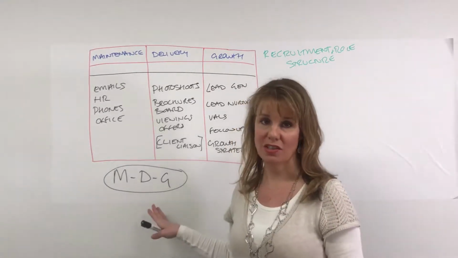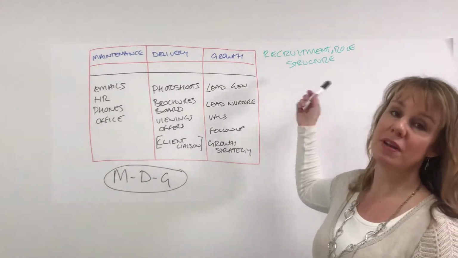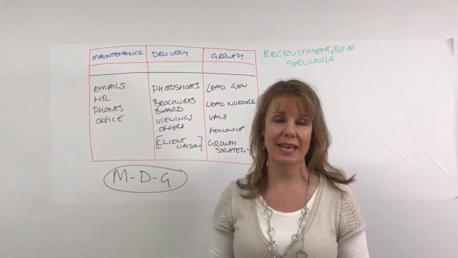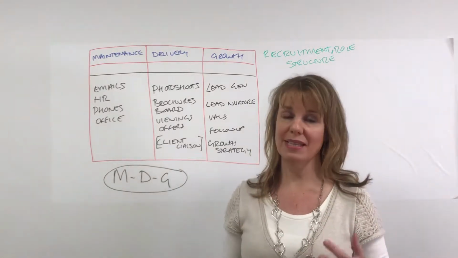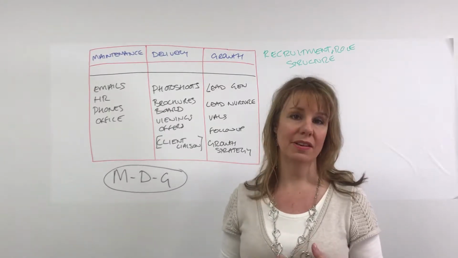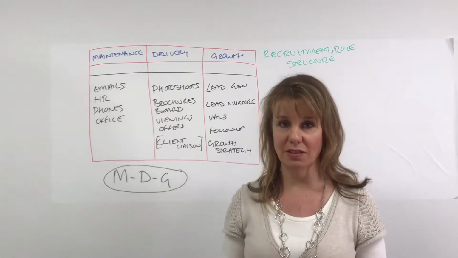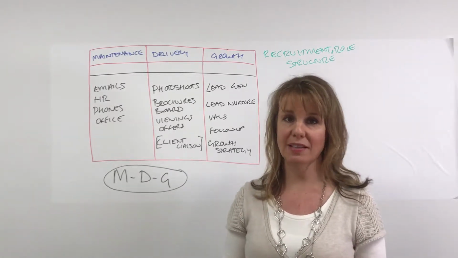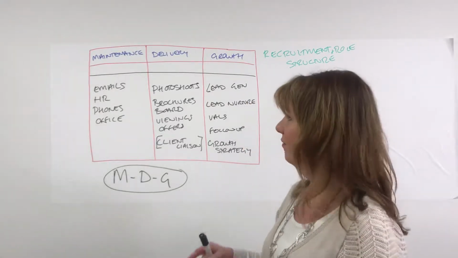I'm here to talk to you about my special MDG structure. Now, this is a recruitment and role structure for your team, and the result of implementing this structure is happier staff that will be more productive, that will give you happier clients, and that will give you better results, which all adds to your bottom line. So I'm going to take you through it really quickly. It's going to be a really short video, so I'm going to move fast.